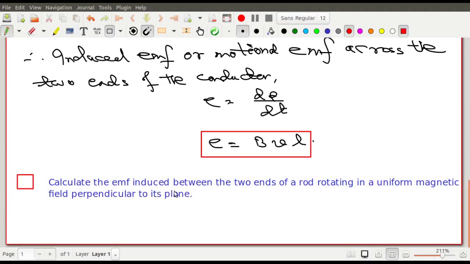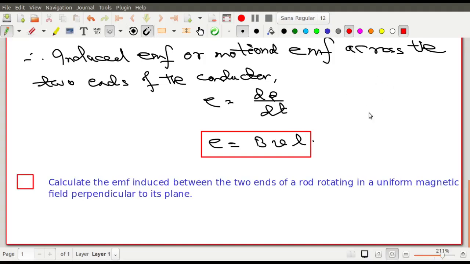The magnetic field is perpendicular to the plane. So in order to use this expression BVL, it is very much essential that the magnetic field is perpendicular to the plane. The magnetic field must be perpendicular to the plane. However, if it makes some angle, then that should be treated accordingly. You need to multiply with sin theta or cos theta as per our requirement. But always remember that this formula BVL is applicable only when the magnetic field is perpendicular to the plane of the conductor.